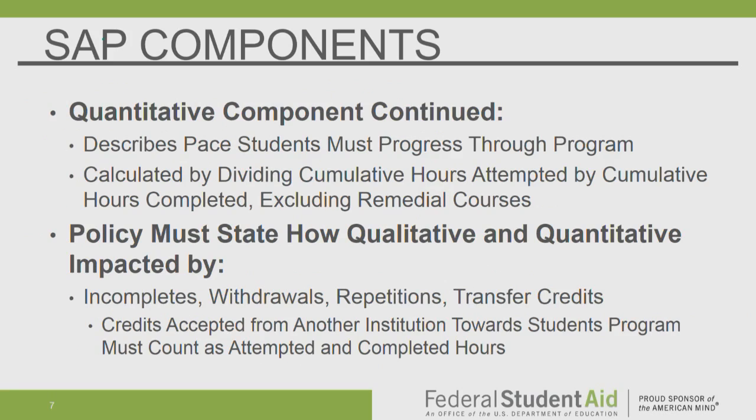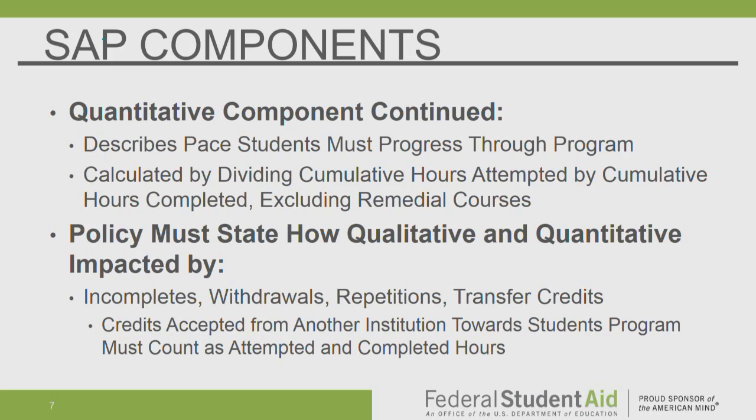So the quantitative piece goes into the pace that a student has to progress through a program. And this can be graduated, or it can be a certain number of credits each year. But basically you calculate it by dividing the cumulative hours completed by the cumulative hours attempted, and you exclude remedial courses. Does everybody understand what a remedial course is? This is usually like a prerequisite, like a pre-algebra course, for example. May not need it for the degree.